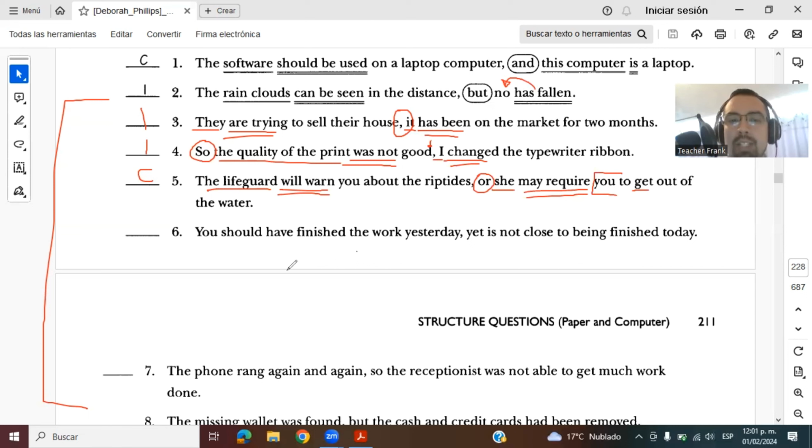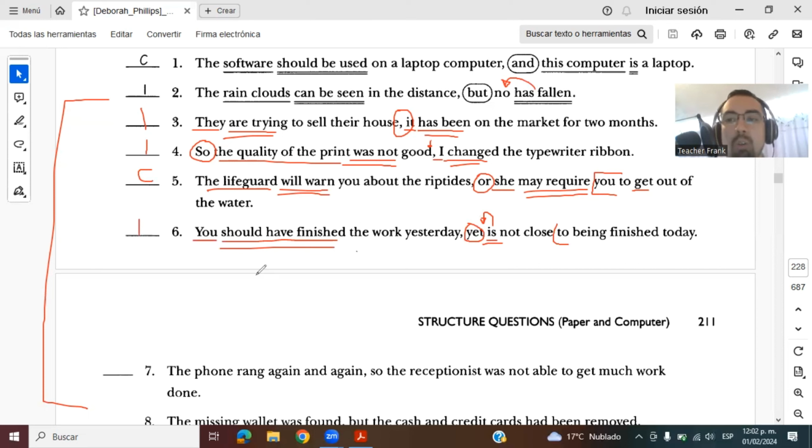Okay, let's look at number 6. "You should have finished the work yesterday, yet is not close to being finished today." "Should have finished" is my verb structure. Who or what should have finished? You. And "is not close to being finished" is my verb. This is all part of the verb structure, right? But who or what is not close? Well, the work, right? But we have to mention it. So here we're missing a subject. We have our connector, "yet," but we don't have the subject, right? So this one is going to be, yes, missing subject, incorrect.